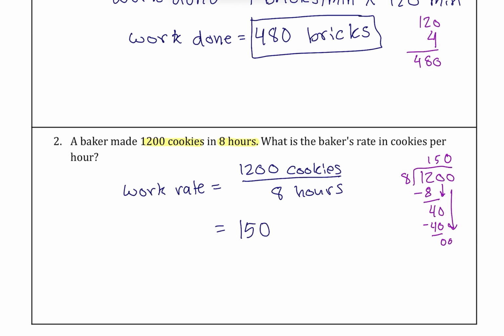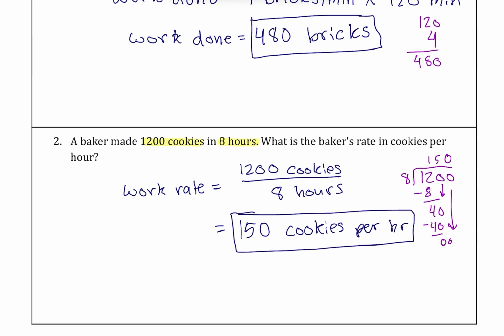And it's super important with rates that you include your units. So the units here is cookies per hour. And that is our final answer there.